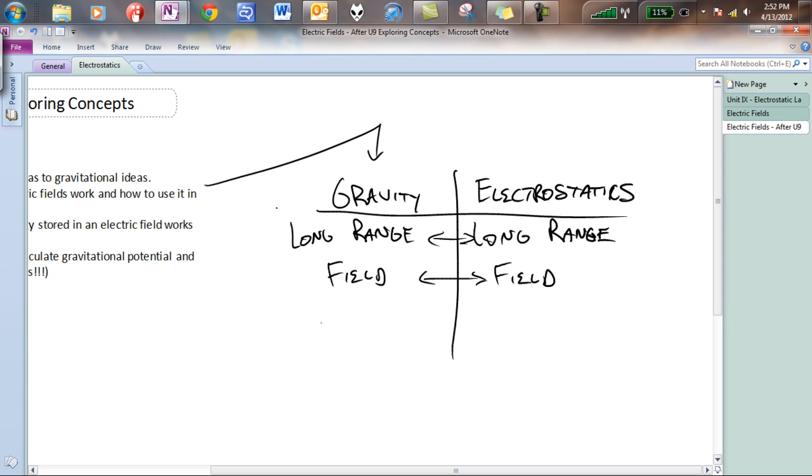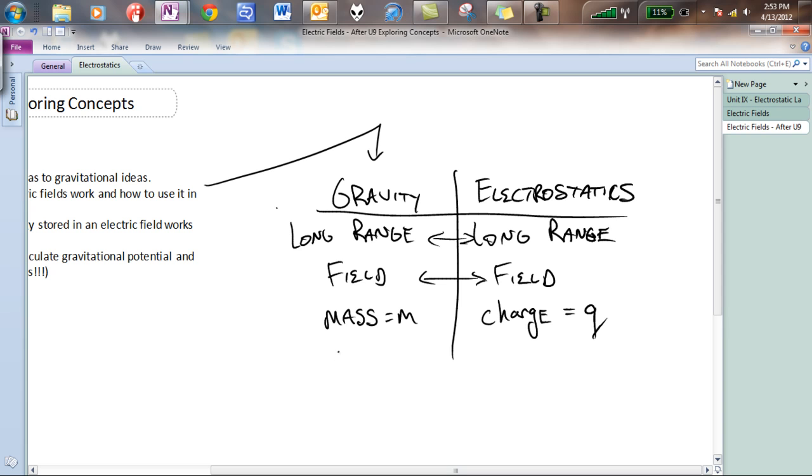With that said, gravity affects the idea of mass, or m. So you're going to see in a lot of our equations, you will see the letter m appear. And instead, in electrostatics, we deal with charge, which is going to be represented by Q. So you'll notice the equations are almost identical to each other. The only difference is instead of m, you're going to see the letter Q in place of it.